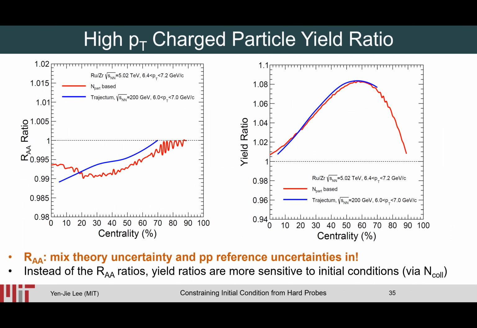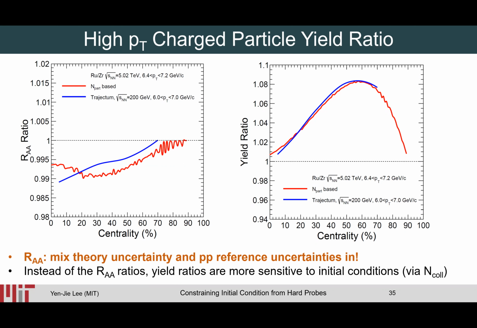I would like to also give you some feedback on the implication of this result. The modification, or say the IAA ratio, is so small, and that is actually a good thing. This means that the jet quenching effect is canceled almost perfectly, up to 1% level. So this means that if we just look into the yield ratio, this will be a much more powerful way to reveal the initial condition.